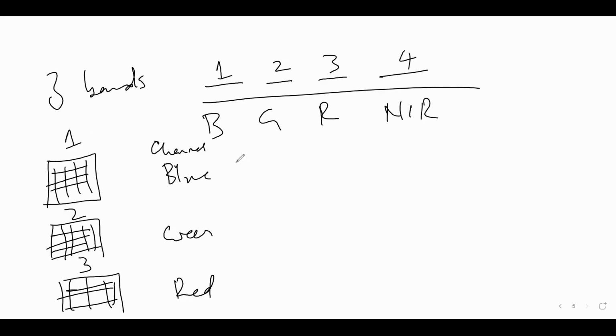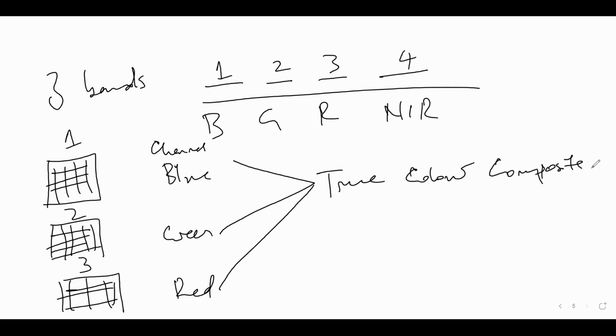When we combine these 3, we get what we call a true color image, just like the satellite image that we have been showing now and again. So when we put the blue on the blue, the green on green, the red on red, we get what we call a color composite. And this is the idea of what Earth would look like if you are looking at it from space. So we get the true colors of an image.